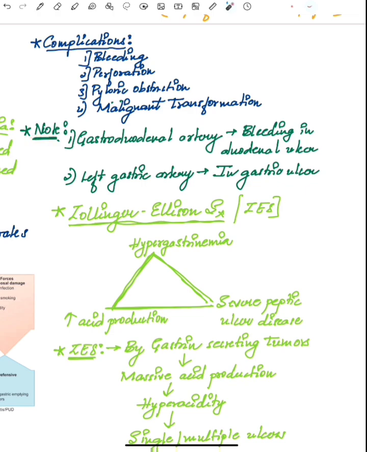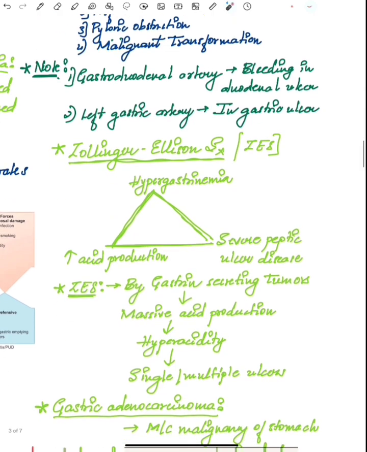Note, when there is bleeding in a duodenal ulcer, it is mainly due to the gastroduodenal artery. And if there is bleeding in a gastric ulcer, it is due to the left gastric artery. Please note, these are the important arteries which cause bleeding in the respective ulcers.